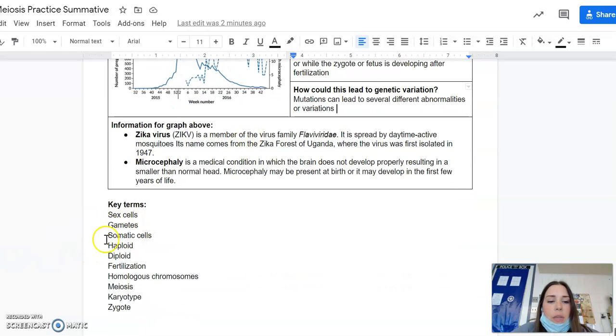Then down here, these are just some key terms that I might ask you to use on the summative, so make sure that you understand the definition of these and that you're able to use them correctly in a sentence, because I'm going to ask you to underline them in your CER. So while you guys are studying this weekend, if you have questions, don't hesitate to email me.